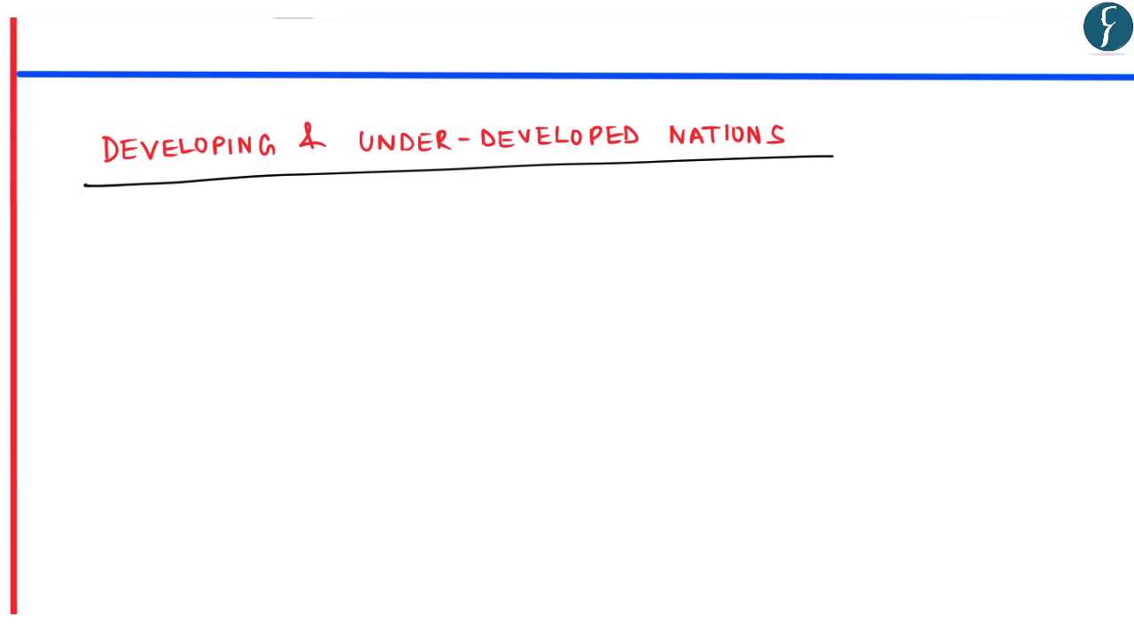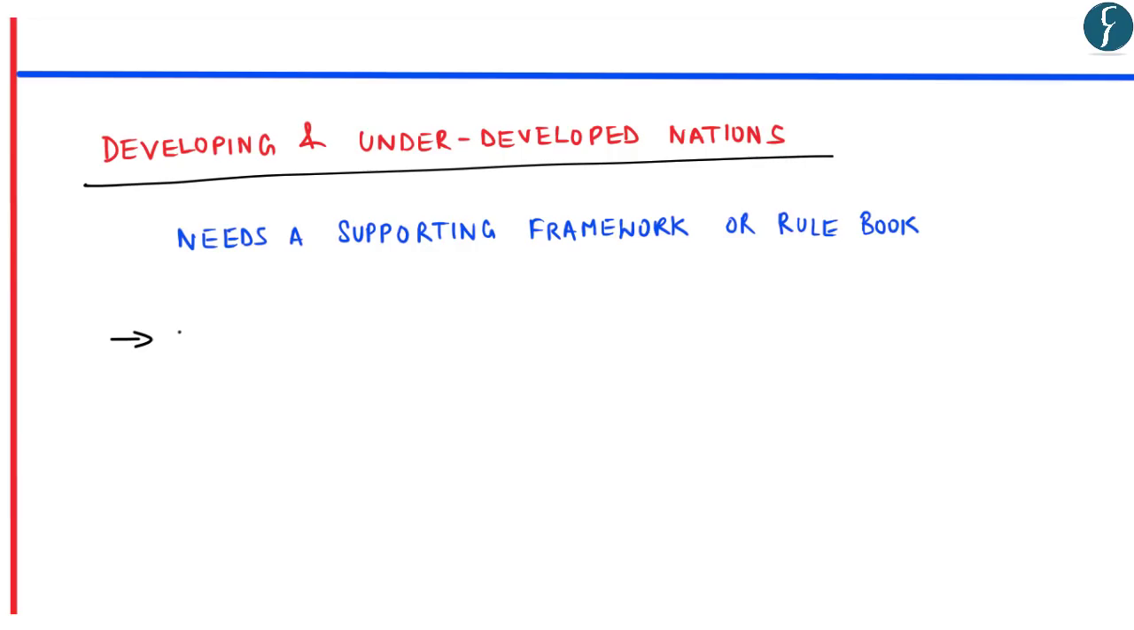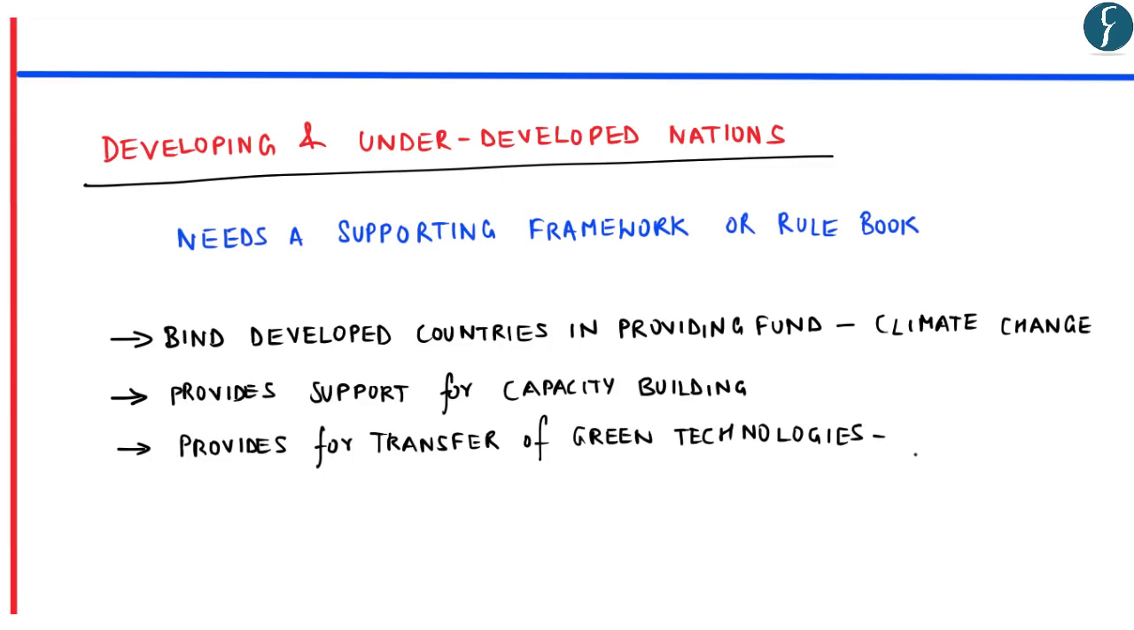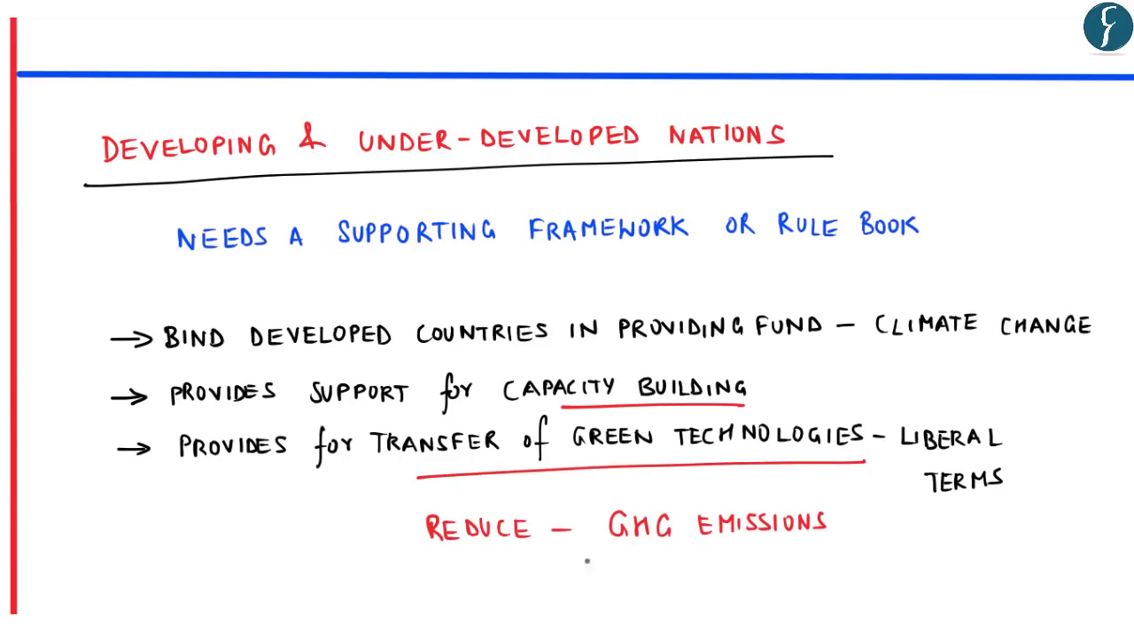Thus, both the developing and underdeveloped countries need a supporting framework or a rule book which binds developed countries in providing finance for climate change, which provides support for capacity building, and which provides for transfer of green technologies on liberal terms. Thus, we understand that this editorial on climate change and the commitment of the developed nations to provide funds for the underdeveloped and developing nations for capacity building as well as for transfer of green technologies on liberal terms to reduce greenhouse gas emissions will further help in combating the impacts of climate change.